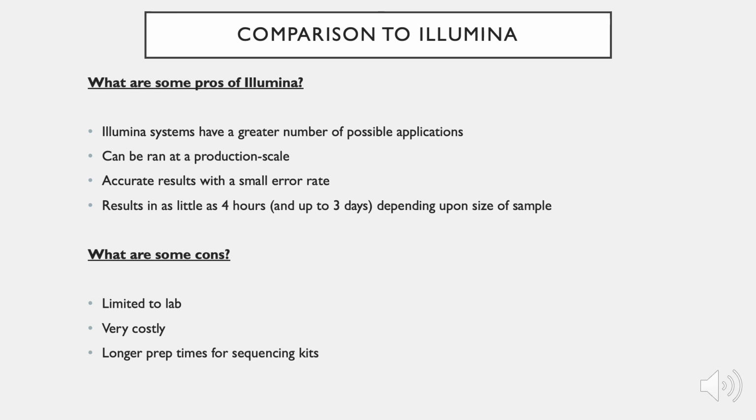Illumina systems are exclusively benchtop equipment and thus limited to the lab. The next-gen sequencing technology is very costly, with sequencing kits starting at around $1,000 and the cheapest machine being $20,000. Library prep can take up to 5 hours on some kits with 1.5 hours of hands-on work.